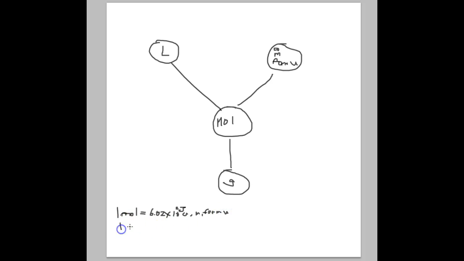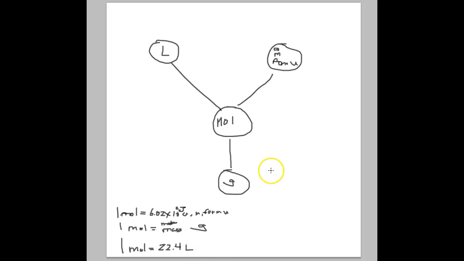We also know that 1 mole is equal to grams. And the value for grams, of course, is molar mass. And the very last thing is we would have 1 mole is equal to 22.4 liters. We already know these values.